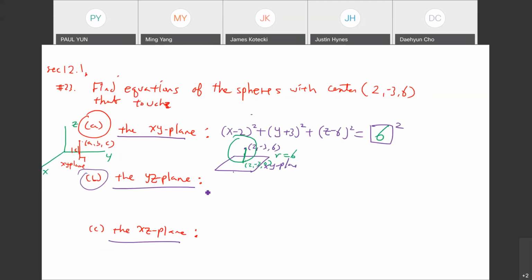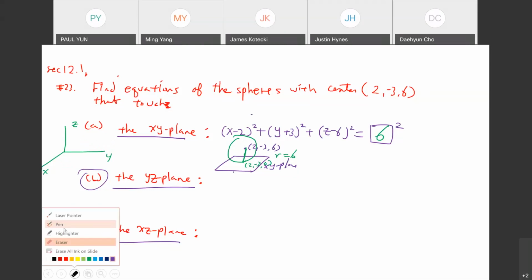So think of it this way. Why is it plane? It's right there, right? Why is it plane? Here's the y plane, right? This is what y is the plane, right?